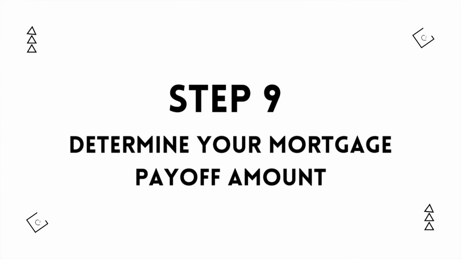Step 9, determine all of the payoff amounts. Figure out how much you still owe on your mortgage. You can find out your mortgage payoff amount by either looking at your monthly statement or by calling the lender and asking them for a payoff amount. If you have a home equity line of credit with a balance or a home equity loan, you'll also want to find out the payoff amounts. Add up all of these amounts and label this as your debt to pay off.